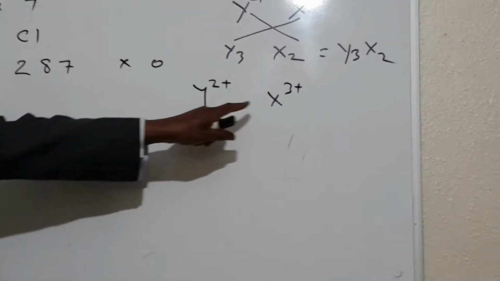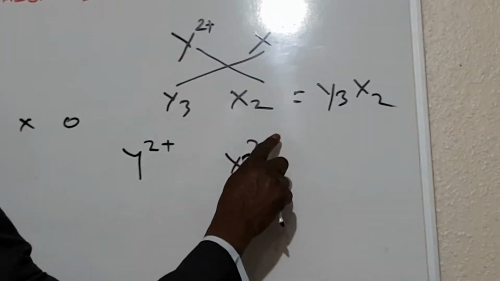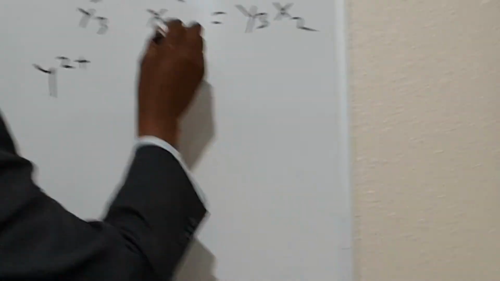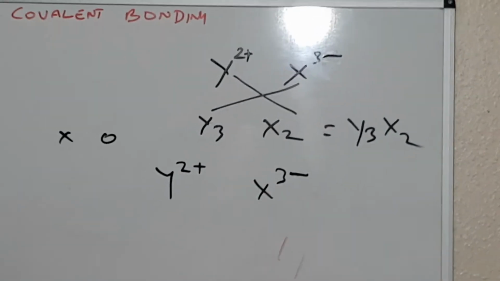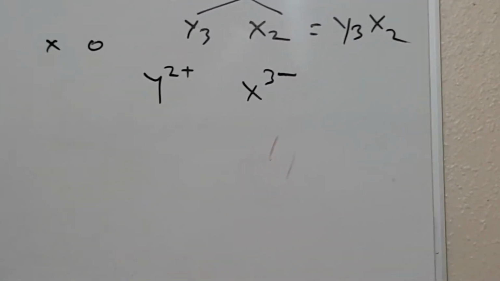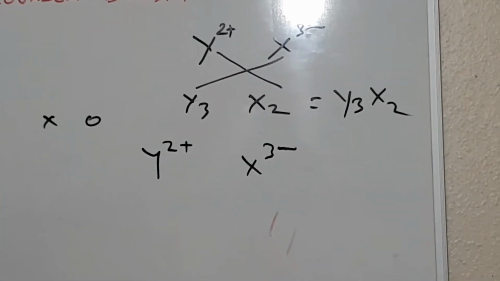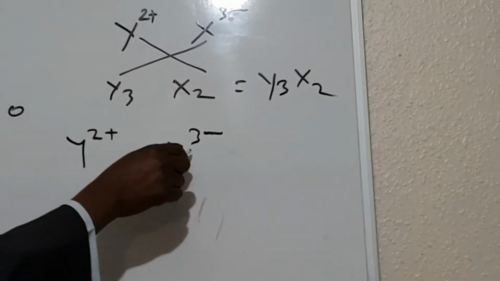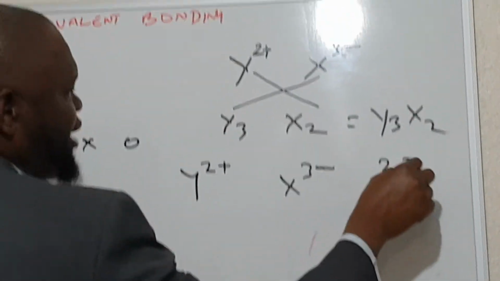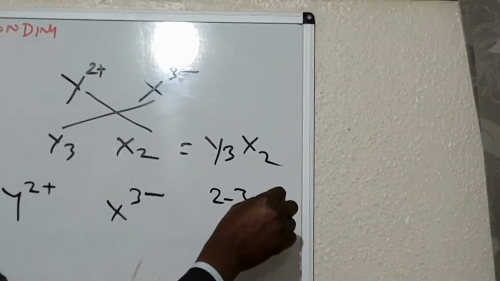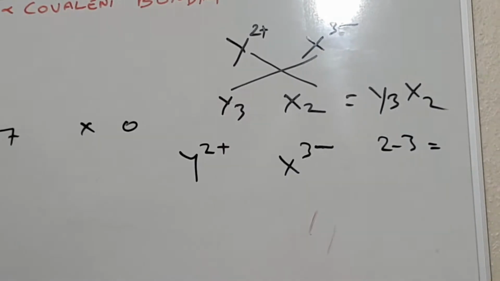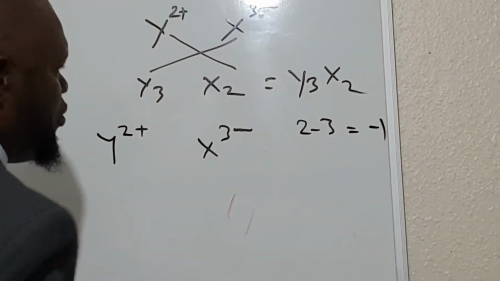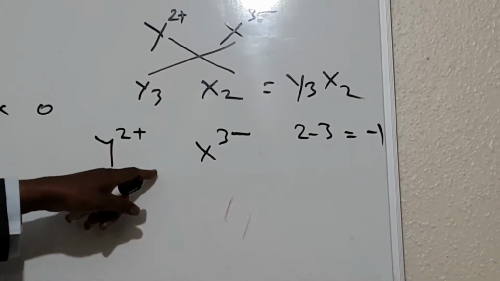Now, why do I need 3 plus? You should have told me that you can't have 2 plus and 3 plus reacting, because they are both metals. It must be a metal and a non-metal in ionic bonding. Now, if you look at this, 2 minus 3, what are you going to get? Minus 1. Sign of the bigger number. Then there is one more negative.